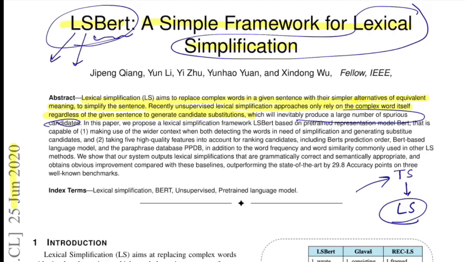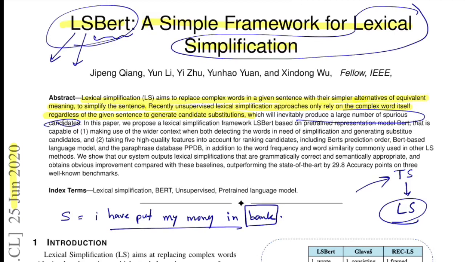Which means let's consider a sentence: I have put my money in bank. Let's say this is a sentence that we have, and somehow we come up with the conclusion of doing a lexical simplification on this word, which is bank. Now if you don't consider the context that has occurred before this word, there exist two possibilities in which the substitution could take place, where one is in the context of river bank and the other is in the form of a normal bank, where we deposit our money. So the previous techniques didn't focus on context at all and would directly start replacing words that are synonymous to bank, which is bound to give you a large number of false positives.